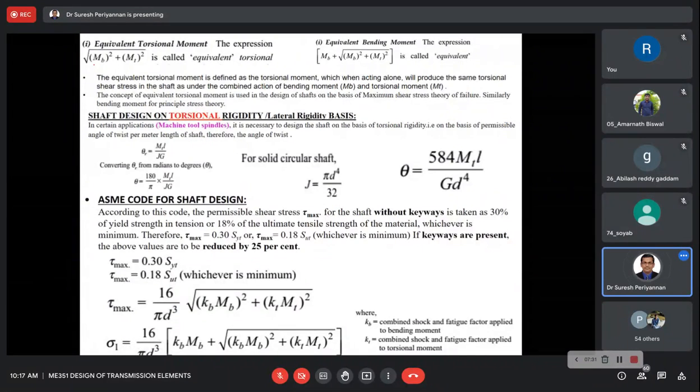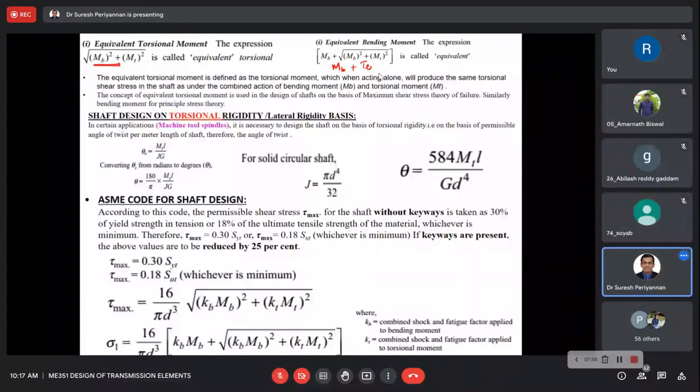This is nothing but equivalent torsional moment. Now, MB plus square root of MB squared plus MT squared is called equivalent bending moment. Sometimes you may get these objective questions. This is nothing but equivalent torsional moment, MB plus ME, MB plus TE. Some books may put different notations. Now I'm putting TE here.